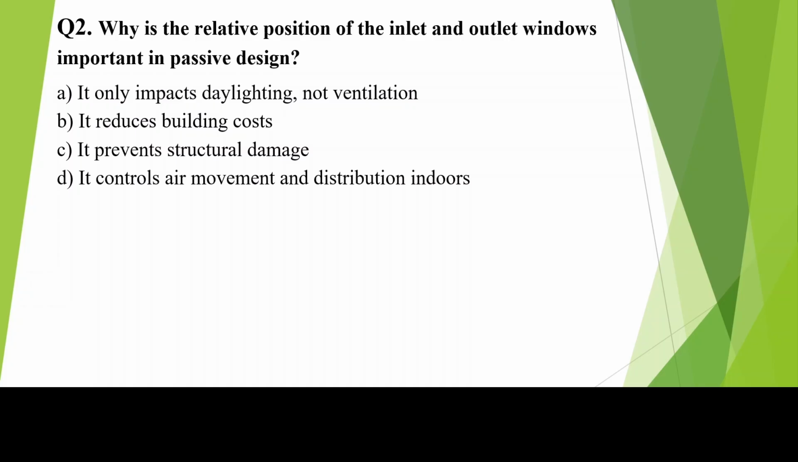from our previous explanations also, like it controls air movement and distribution indoors. That's why inlet and outlet window positions become very important in passive design, and the airflow pattern depends on the inlet and outlet placement only. Poor placement may cause stagnation, or unventilated zones or dead zones can be created, while good positioning ensures effective breeze distribution. That's why option D is the correct answer for this particular question number 2. Let's move to the third question then.